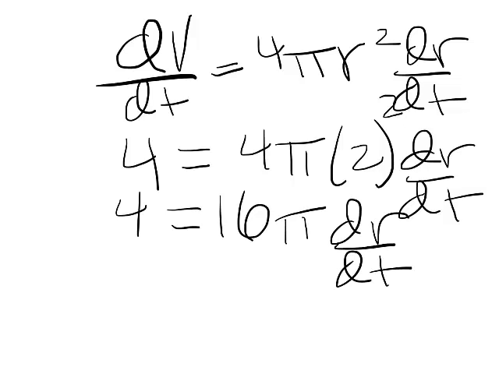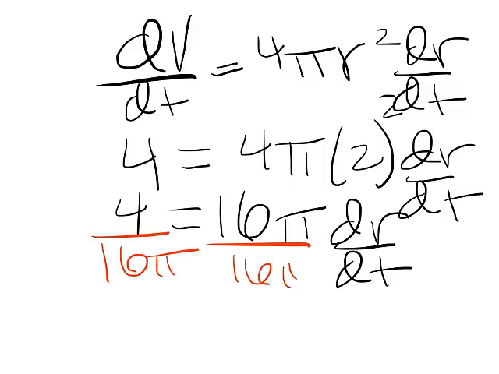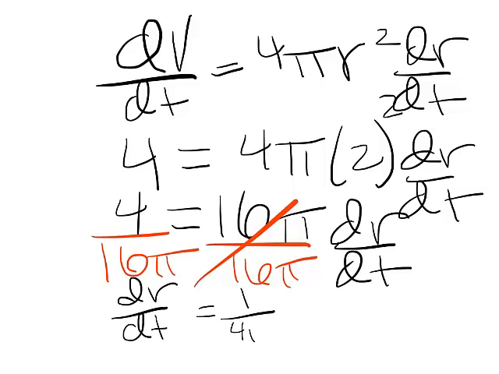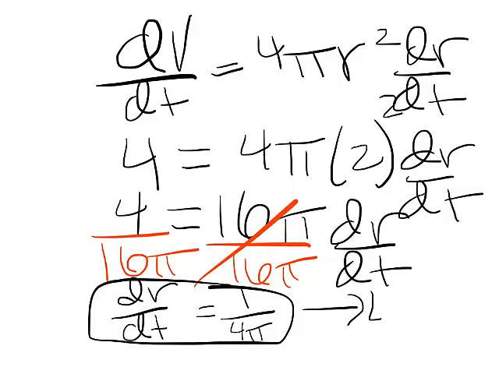Then I'll divide both sides by 16 pi to get that to cancel. And so I end up with dr/dt equal to 1 over 4 pi feet per minute. Okay, so now I found dr/dt. This is the link right here. This is huge. I have found the link between volume and surface area.